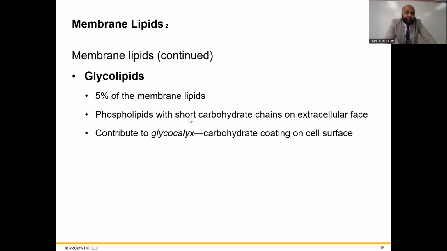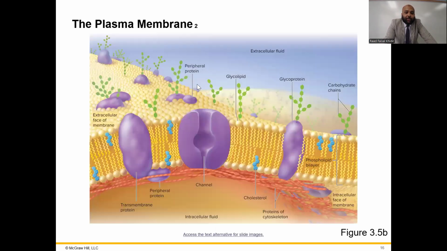This, I cannot emphasize enough, this fluid mosaic model. This shows you in blue your cholesterol. How does cholesterol impact the plasma membrane? Excellent, it makes it firm. Excellent, it stiffens the plasma membrane. Excellent.